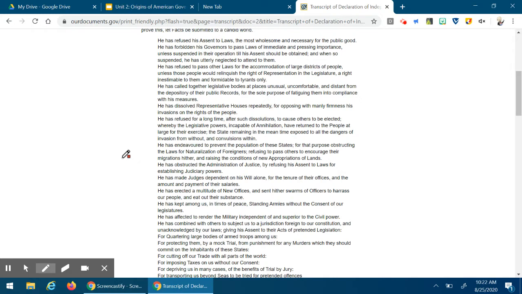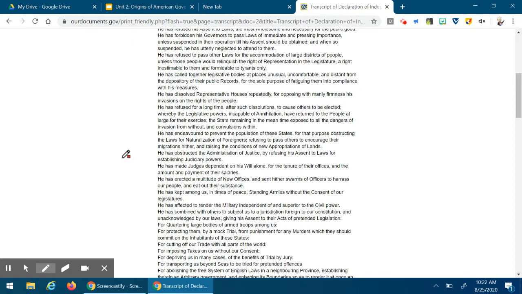And "he" is kind of demeaning too. It's almost like a slap in the face. He doesn't refer to him as king. He refers to him as just "he." So every statement here, all 27 of them, begins with the word "he." They're all examples of how King George III violated the contract theory.